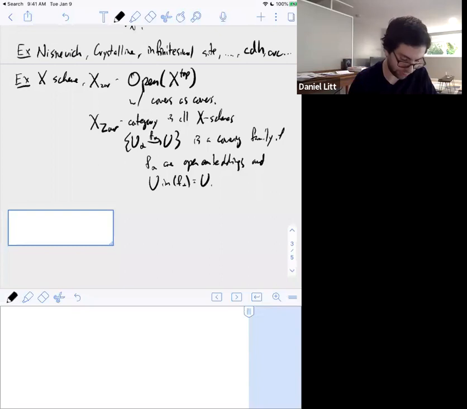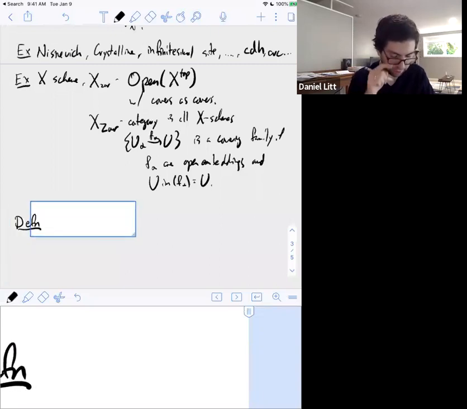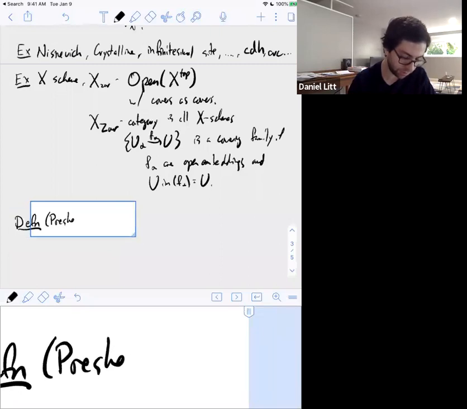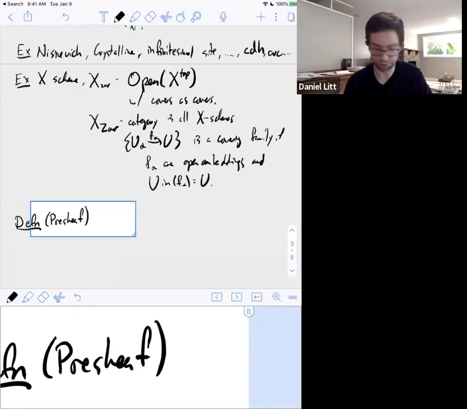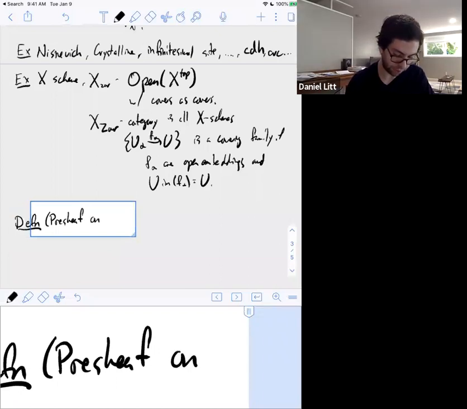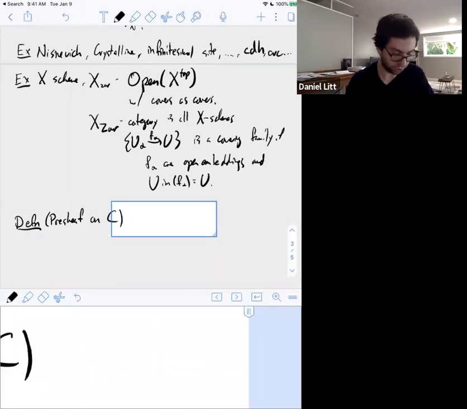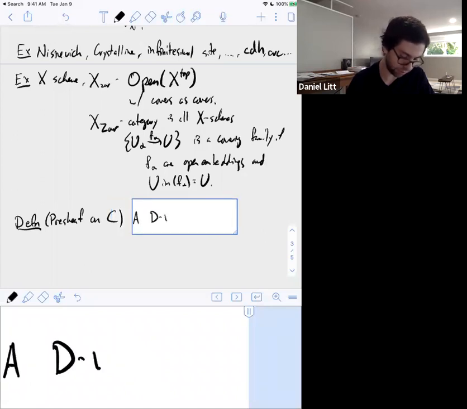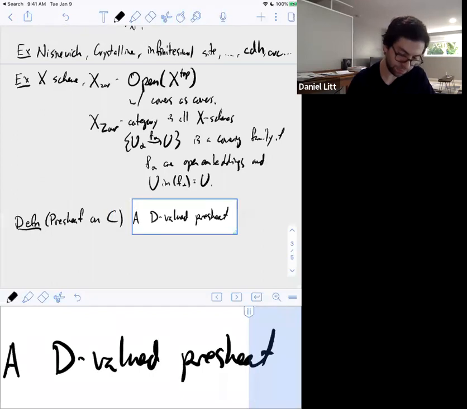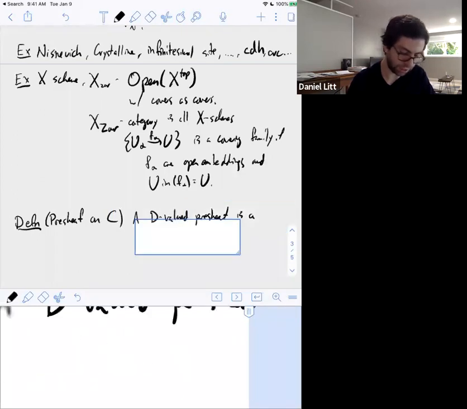All right, so let's define a pre-sheaf. How much time do we have? Okay, I think maybe I'll define a pre-sheaf and then we'll take a small break and come back with sheaves. So, definition of a pre-sheaf. On a category C, a D-valued pre-sheaf, where D is some category, is just a contravariant functor.